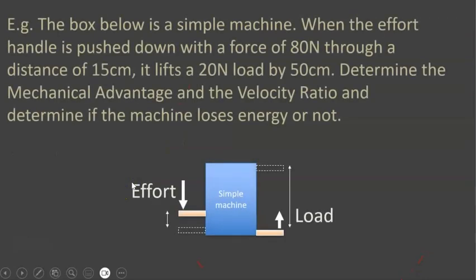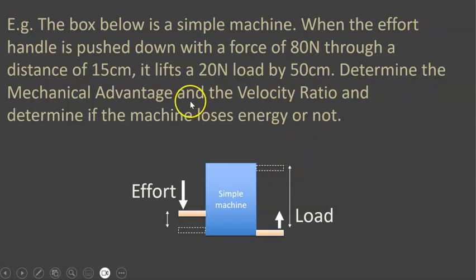Let's look at a different example, second example. So here's the box below, simple machine, don't care about the internal workings of it. It just so happens that if I push down with an effort of 80 newtons and it goes through 15 centimeters, well, it'll lift a load of 20 newtons by a bigger distance. Okay, so we have a velocity ratio mechanical advantage less than 1 here. So bigger effort to lift a smaller load, small distance moved to make it move a lot larger.